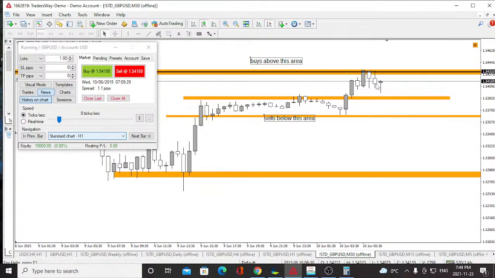So let's see here. What zone are we in? What time is it? Has 1 or 2 candles printed in the opposite direction?